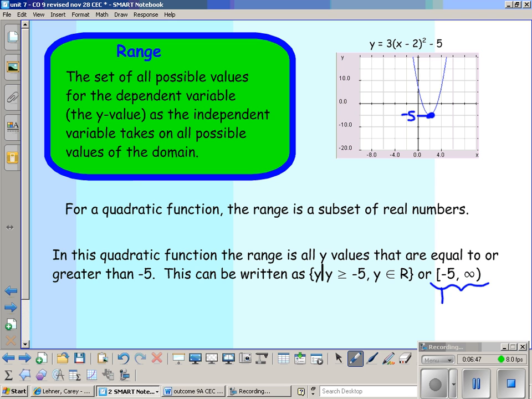Because it is included, we use the square bracket. Now, because the parabola opens upwards, we are going in a positive infinity direction. So that is why it goes to positive infinity. And then it is a curved bracket because we don't actually reach infinity. So your range is generally your vertex, or the q value of your vertex, with the square bracket, and then positive or negative infinity with a rounded bracket.